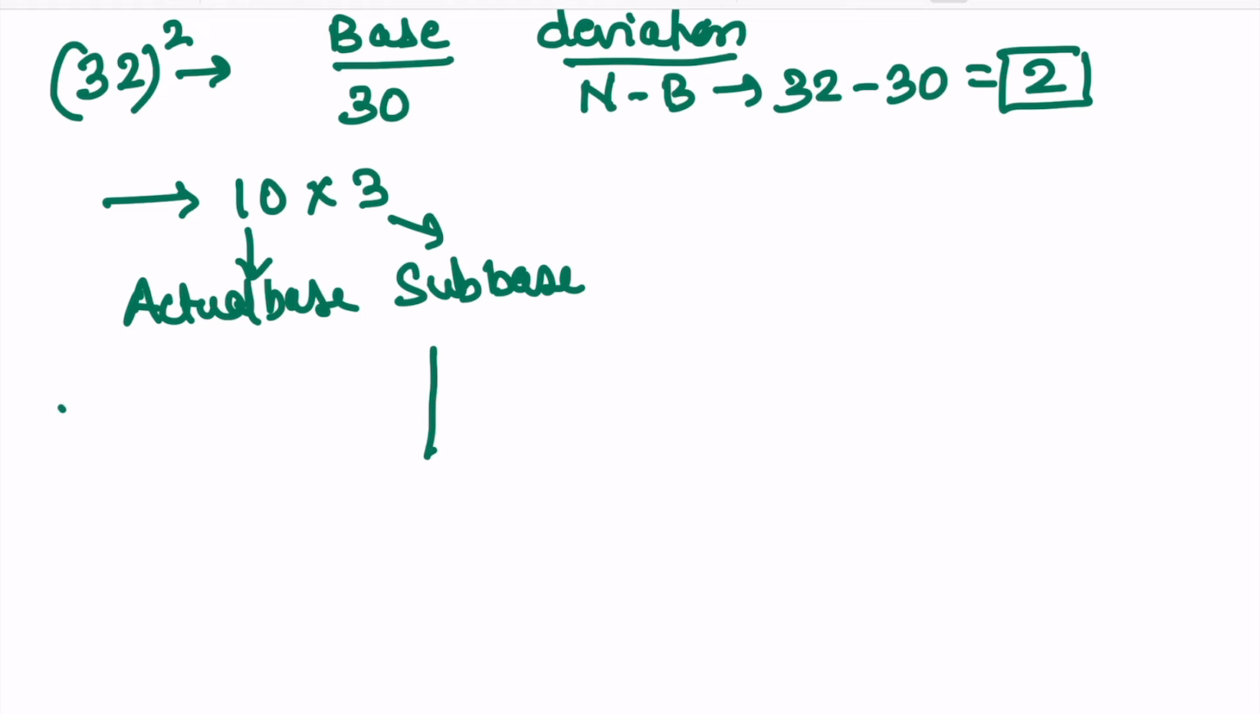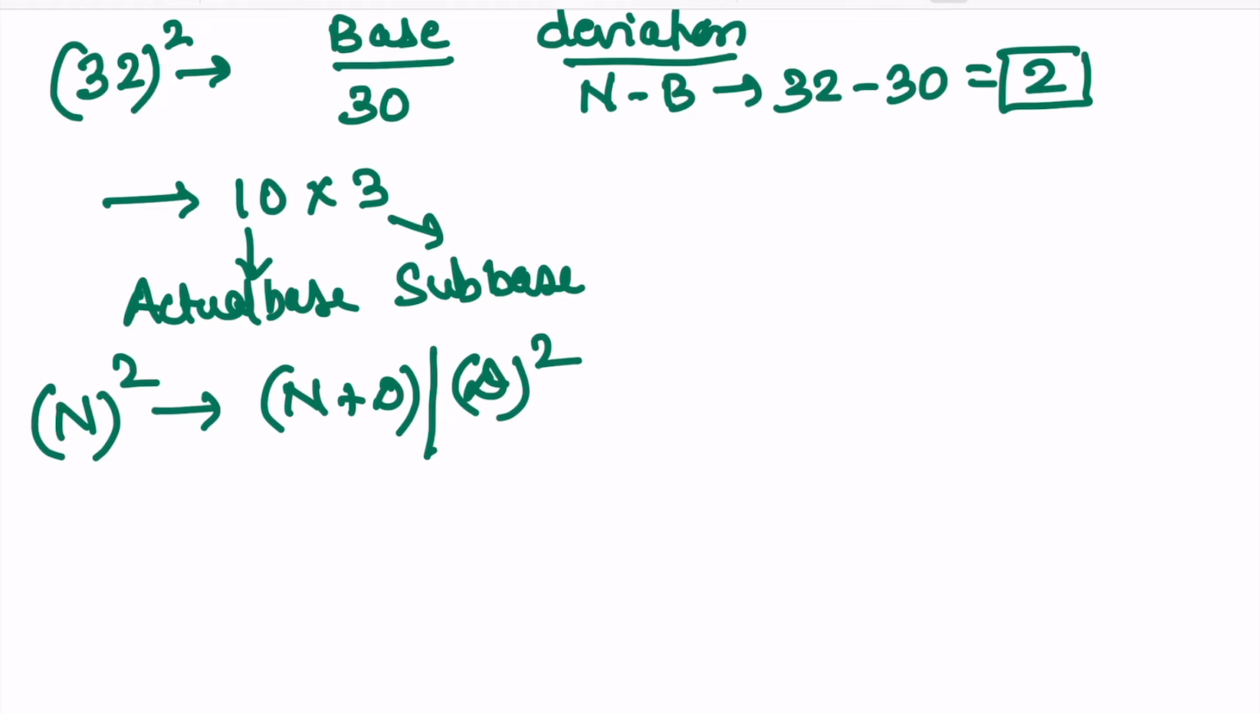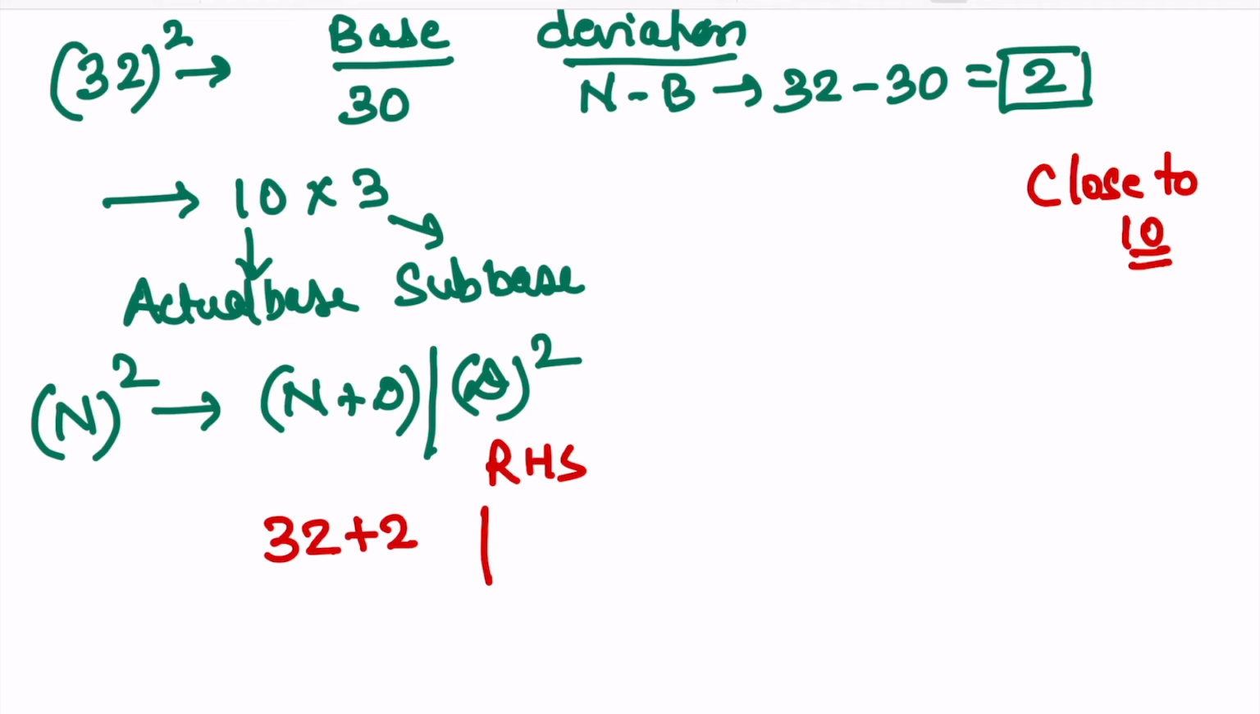As our formula for calculating the square is number square equal to number plus deviation and deviation square. This is also close to base 10, so it has only one digit at the RHS. So our formula will become 32 plus deviation equal to 2 and the deviation square. Deviation square will become 4. 32 plus 2 equal to 34.